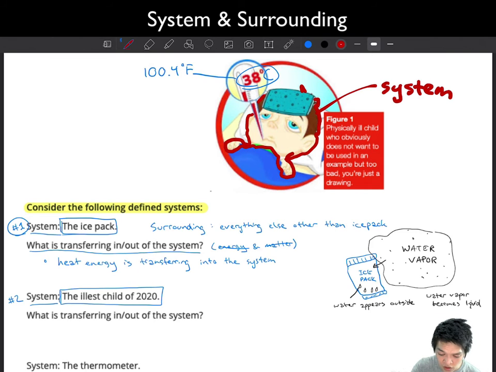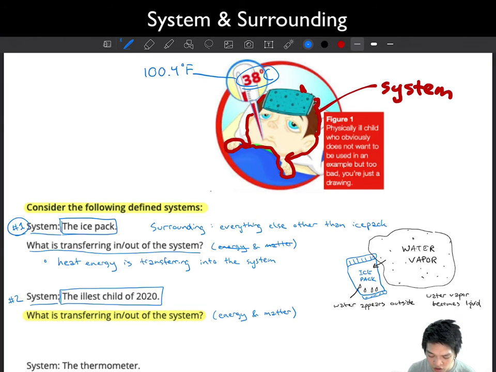And we can ask ourselves the same question. What is transferring in and out of the system? Or, in other words, what is transferring in and out of the kid? Is there any energy or matter transferred? That's what it's asking. Is there any energy or matter transferred in and out of this kid, in and out of this system?